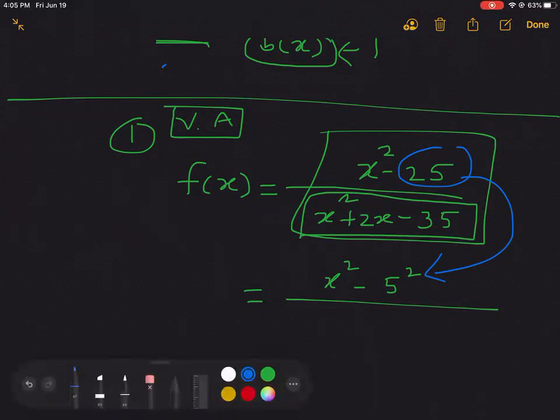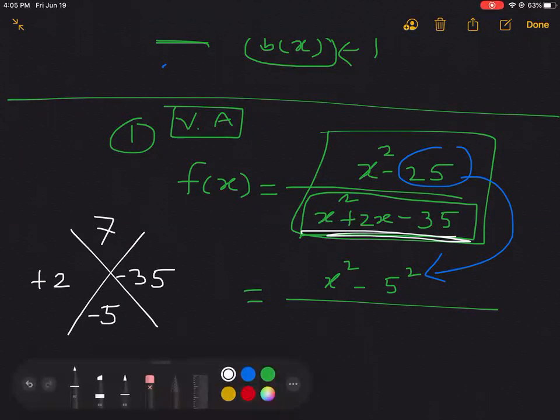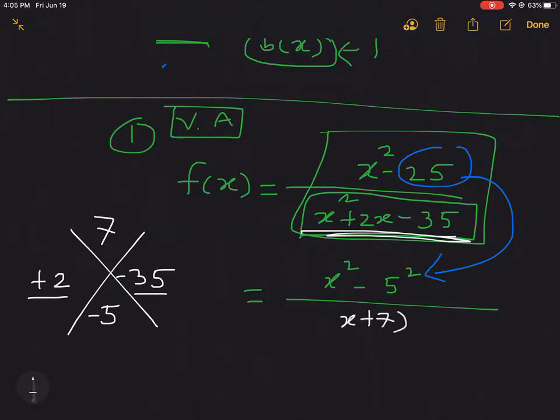And I can factorize this, right? So all I'm looking for is the sum of 2 and the product of -35. So it will be +7 and -5, right? Yeah, this will give me +2 as the sum and -35 as the product. So I can write x plus 7, x minus 5 in the denominator after I factorize it.